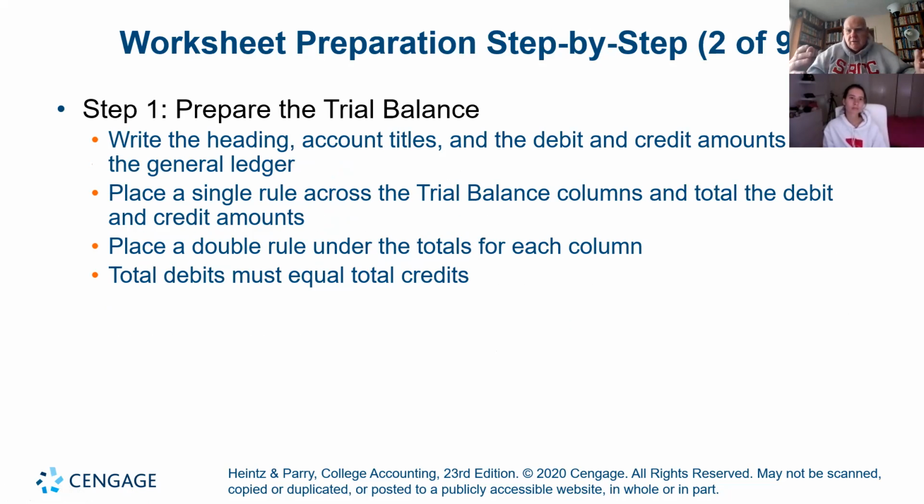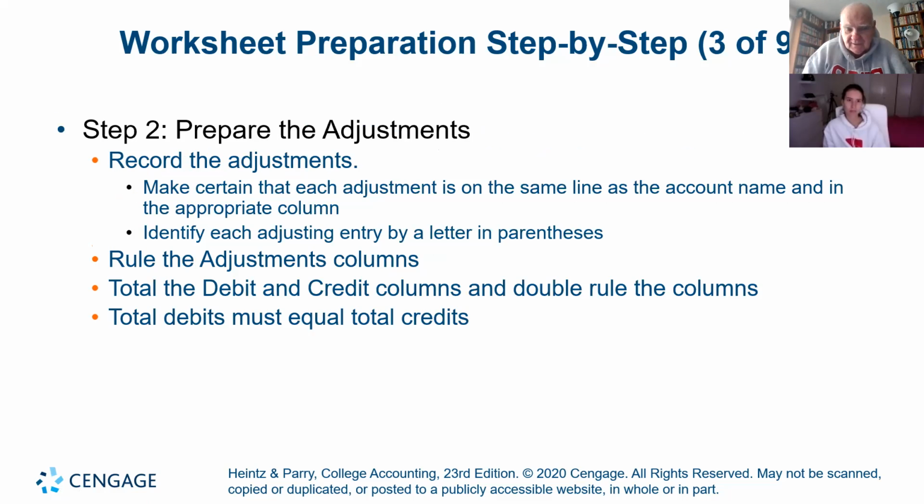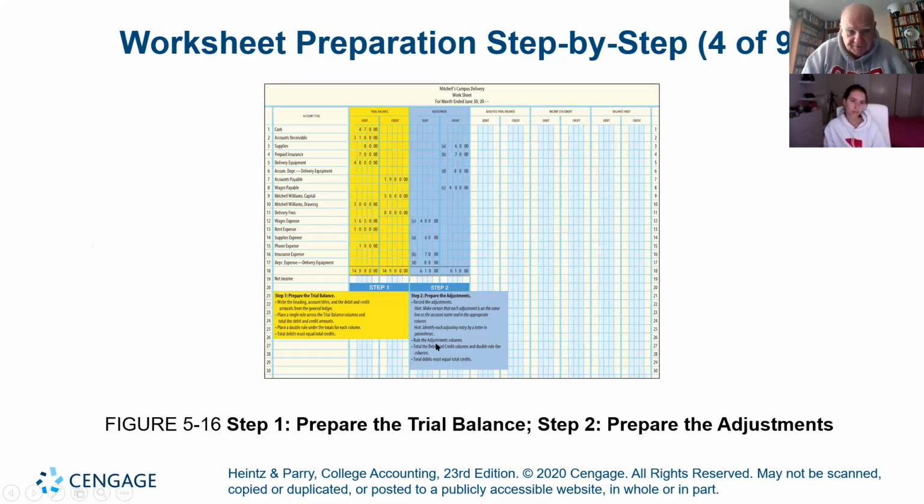Step 1, we know this already, huh? Prepare the trial balance. Second step, which is what this whole chapter is about, Daria, prepare the adjusting journal entries. Make sure each adjustment is on the right line. I think we know that. And use some kind of a letter to link them up, and you'll see that in a moment. And make sure the adjustments equal.